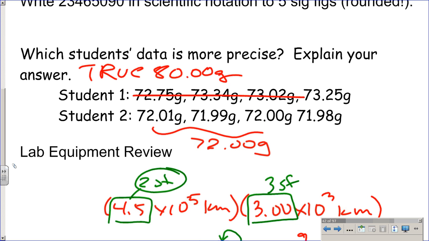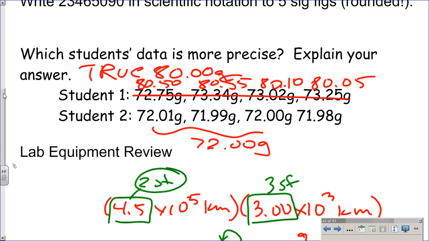But if all of student 1's values were like 80.50, 80.55, 80.10, and 80.05, then I would say they were what and what? Precise and accurate, because all their values are clumped together, and also very close to the true value. So that's pretty easy once you let the light bulb come alive. Any other questions on problem set 3A? Nay. Okay, keep your problem sets on your desk. I'll get those shortly from you.